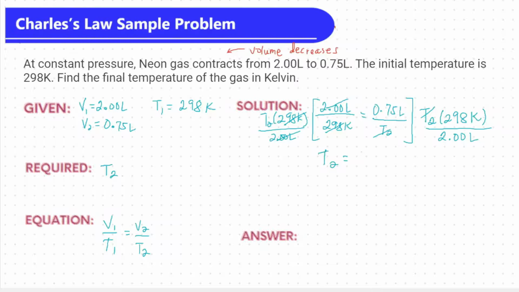Rewrite lang natin, T2 is equal to 0.75 liter times 298 Kelvin over 2.00 liters. Let's use our calculator to solve for T2.